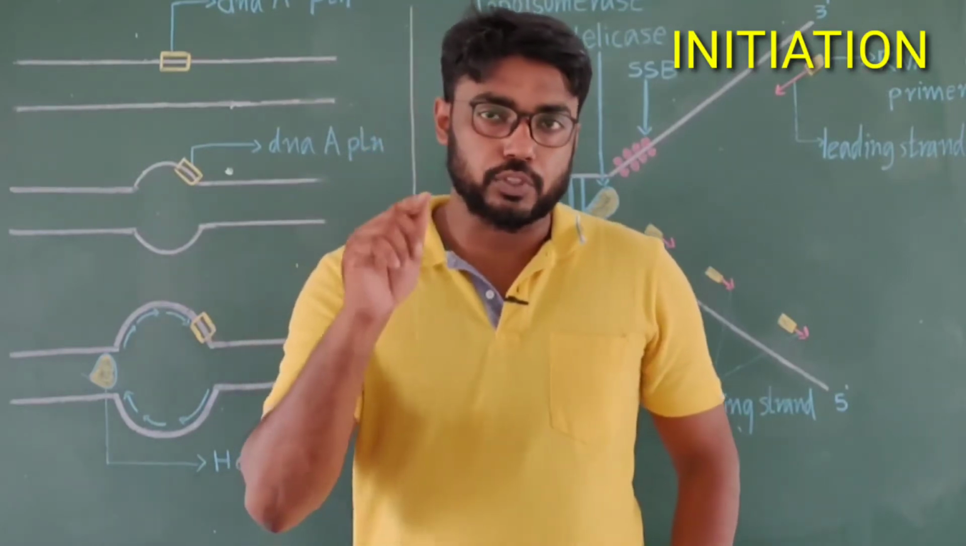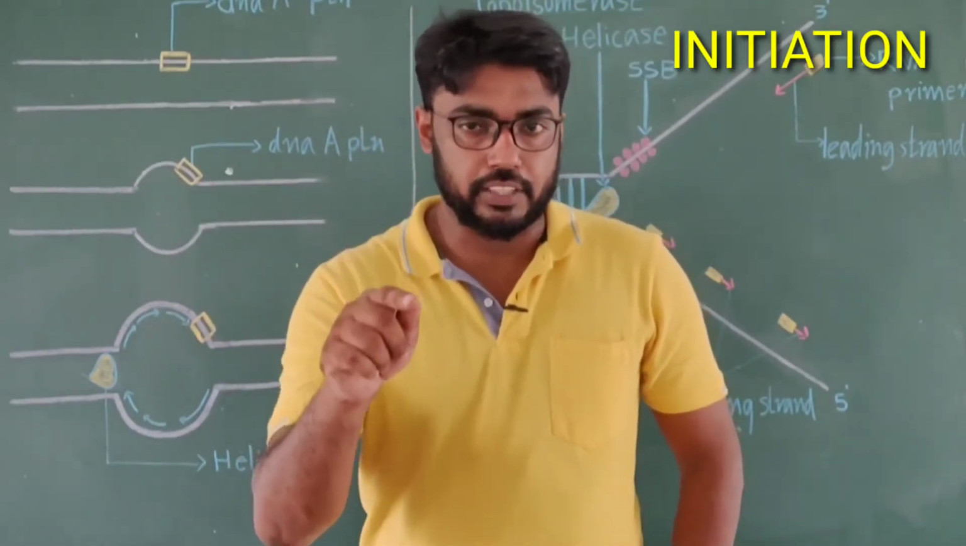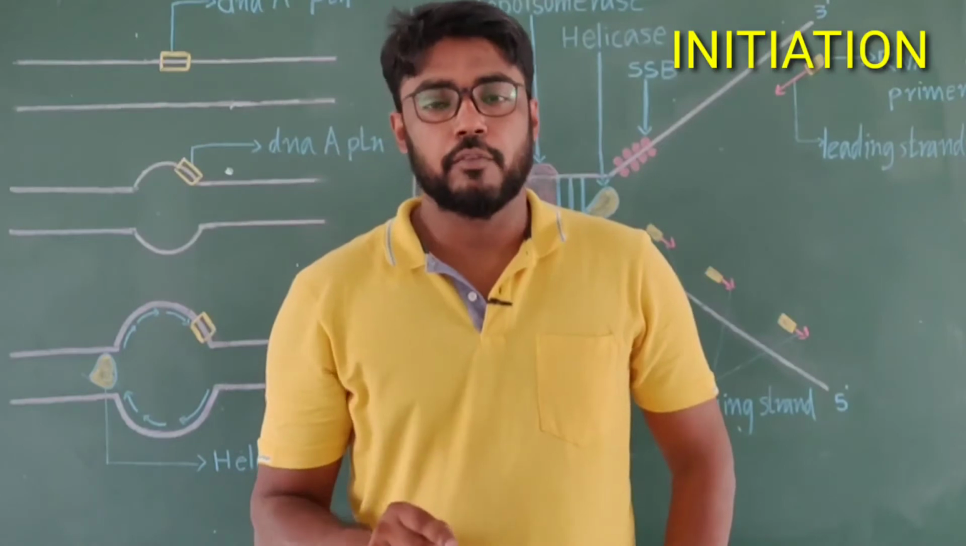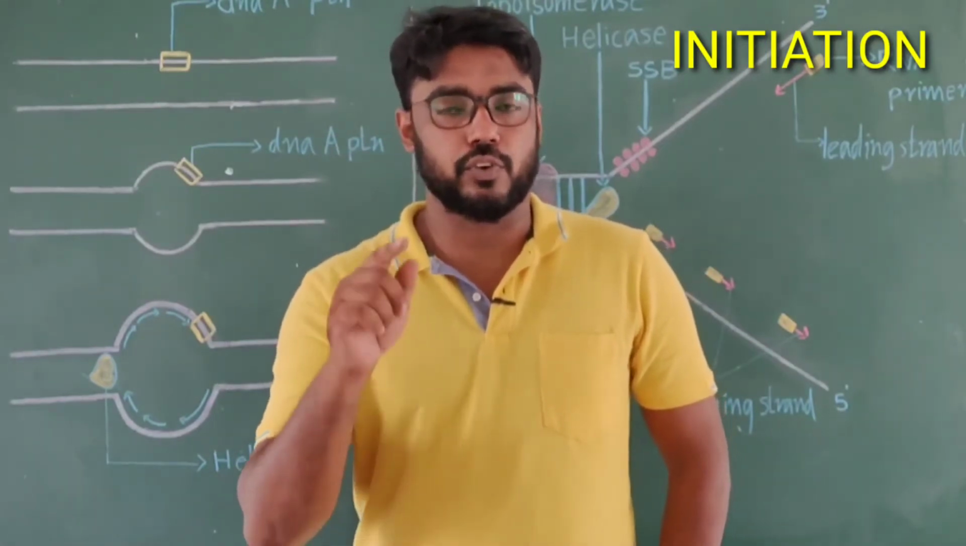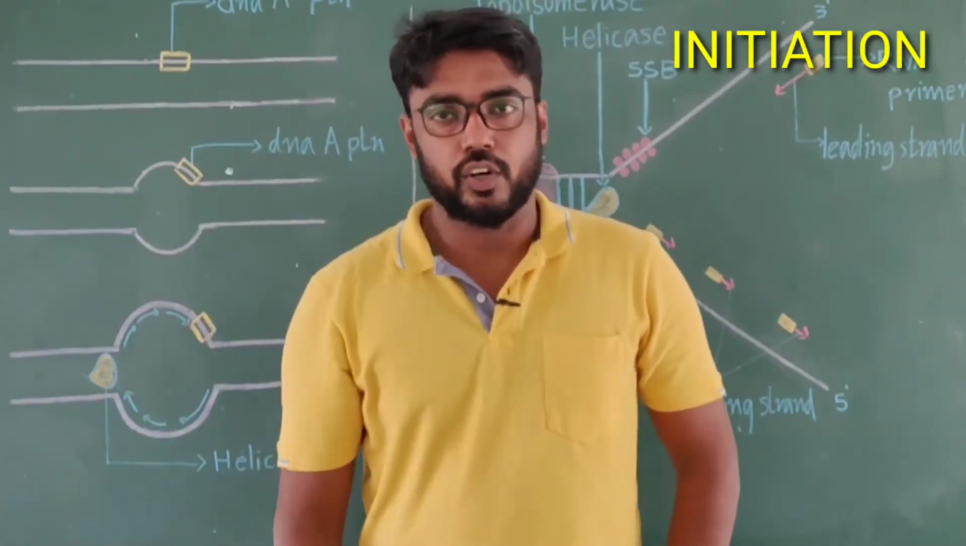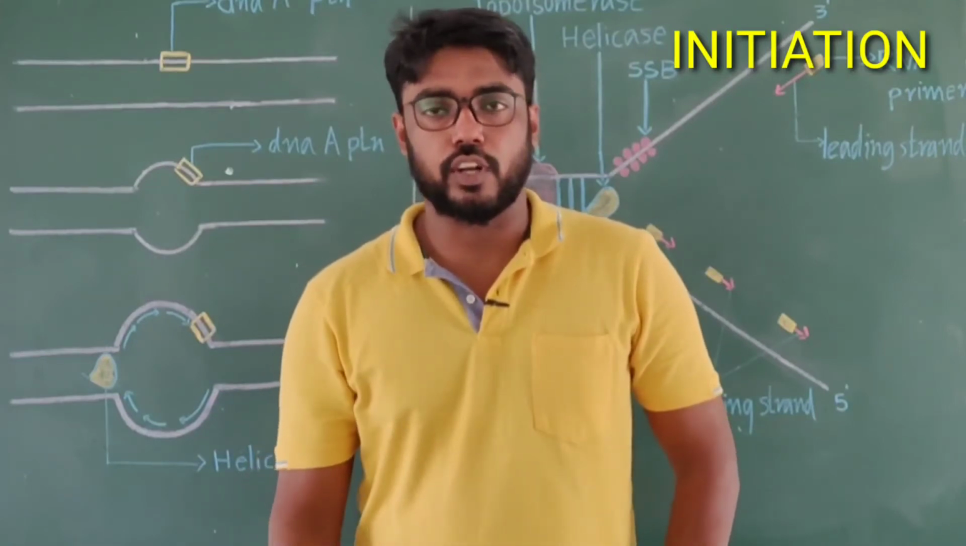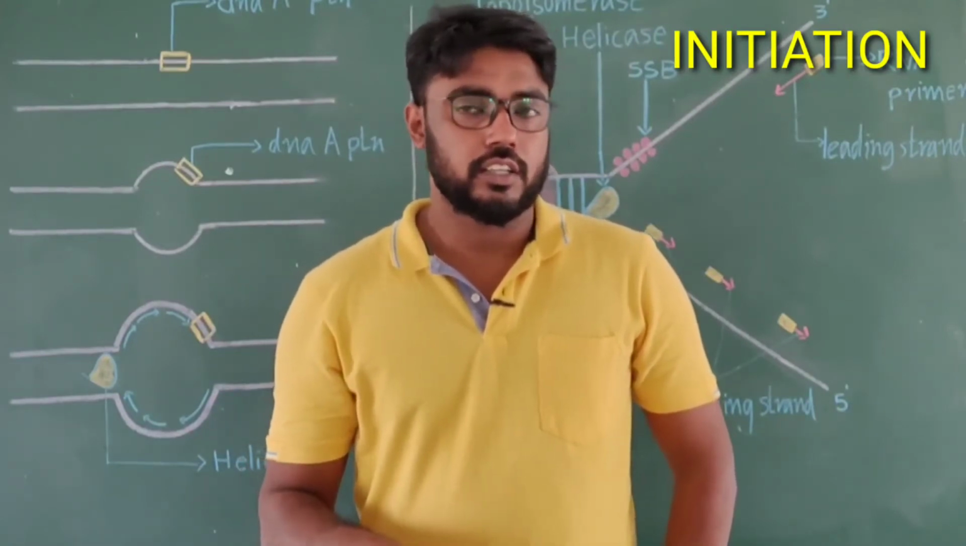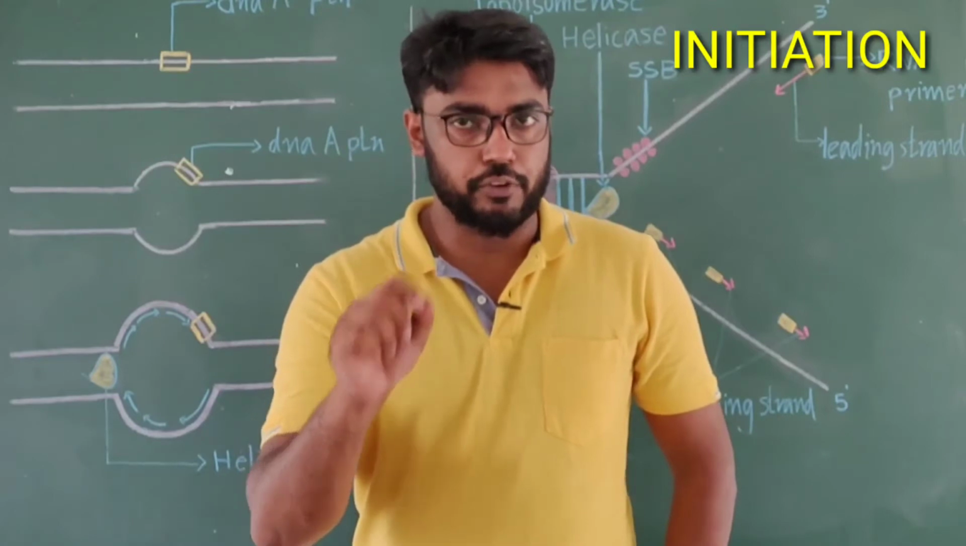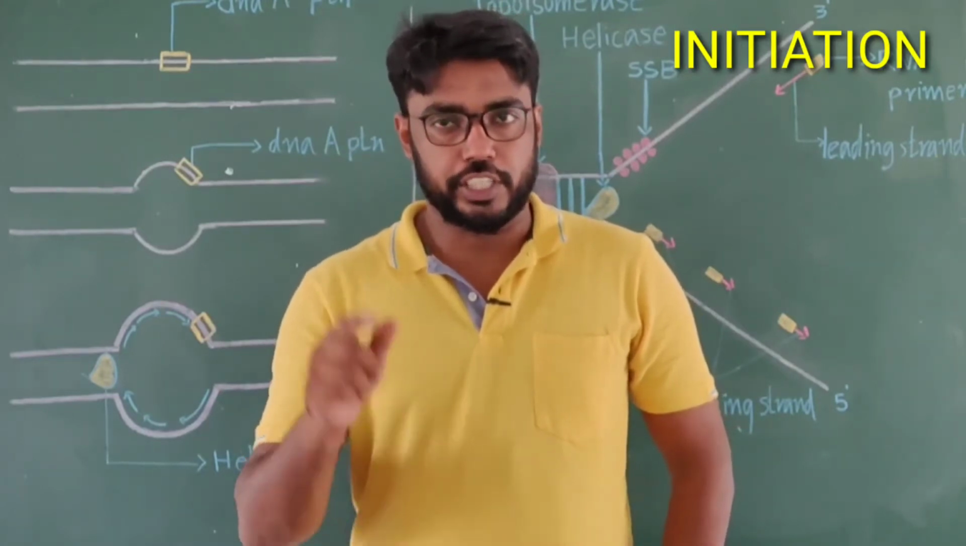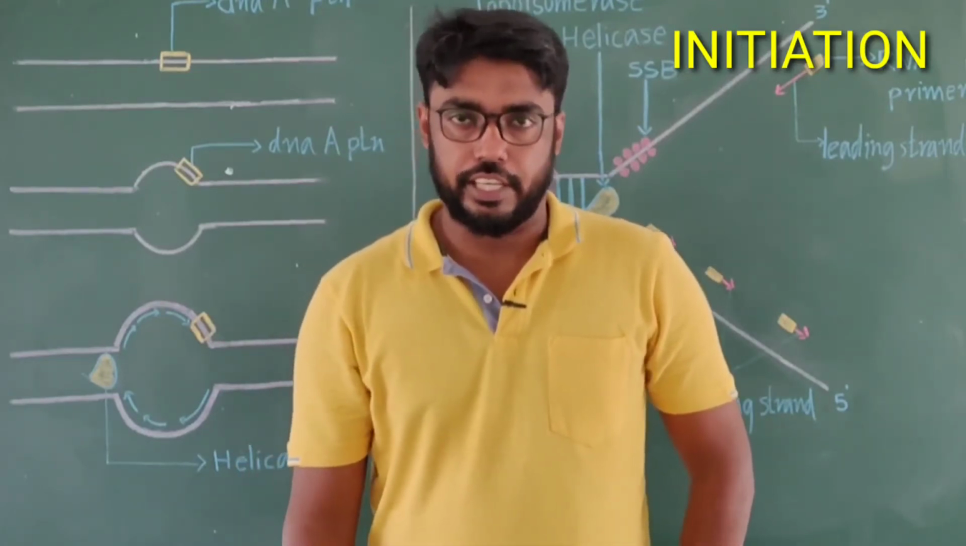The E. coli chromosomal origin of replication, oriC, contains 9 base pair sites for the binding of the initiator protein, DnaA.